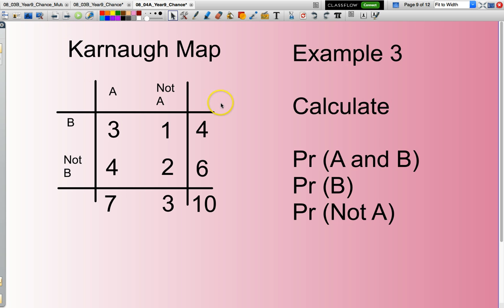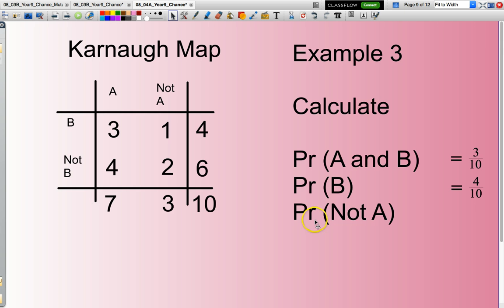And if I wanted to use this particular information to calculate the probability, say I wanted to calculate the probability of A and B happening. So A and B will be this here. So there are 3 particular outcomes there out of a total possible of 10 outcomes. So I'll be looking for 3 out of 10. What about the probability of B? Now, B, how many are in B? That's there. That's the total that are in B. So that'll be 4 out of the 10.